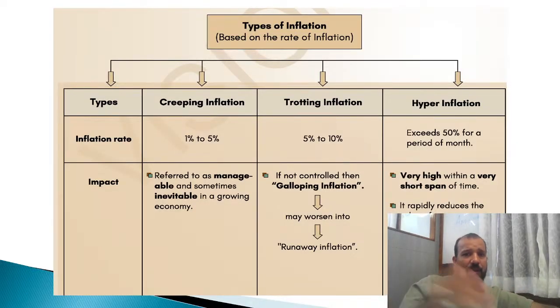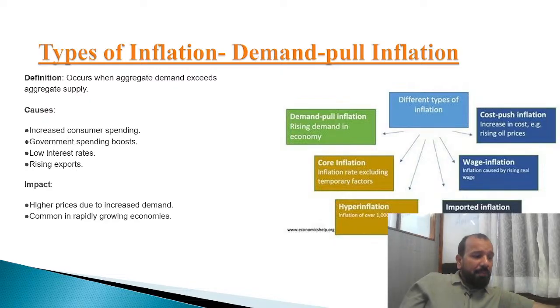Again, depending upon the economy, creeping inflation is 1 to 5%, trotting is 5 to 10%, and hyper is more than 50 or more than 100. Then we have two types of inflation: cost push inflation and demand pull inflation. There are many causes of demand pull inflation. Demand pull is all about when the demand is more than the supply.